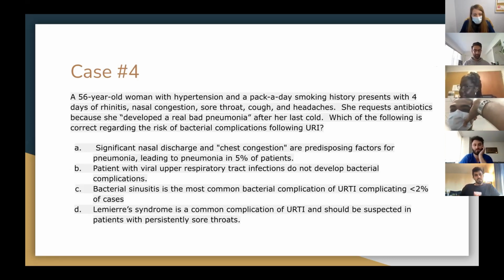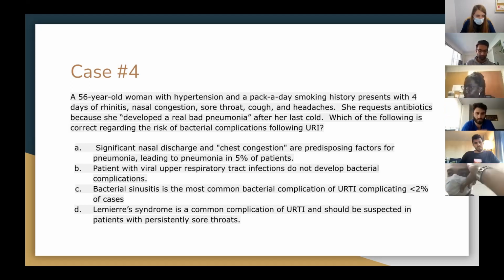A 56-year-old woman with hypertension and a pack-a-day smoking history presents with 4 days of rhinitis, nasal congestion, sore throat, cough, and headaches. She requests antibiotics because she developed a real bad pneumonia after her last cold. Which of the following is correct regarding the risk of bacterial complications following URI? A, significant nasal discharge and chest congestion are predisposing factors for pneumonia, leading to pneumonia in 5% of patients. B, patients with viral upper respiratory tract infections do not develop bacterial complications. C, bacterial sinusitis is the most common bacterial complication of URTI, complicating less than 2% of cases. D, Lemierre syndrome is a common complication of URTI and should be suspected in patients with persistently sore throats.